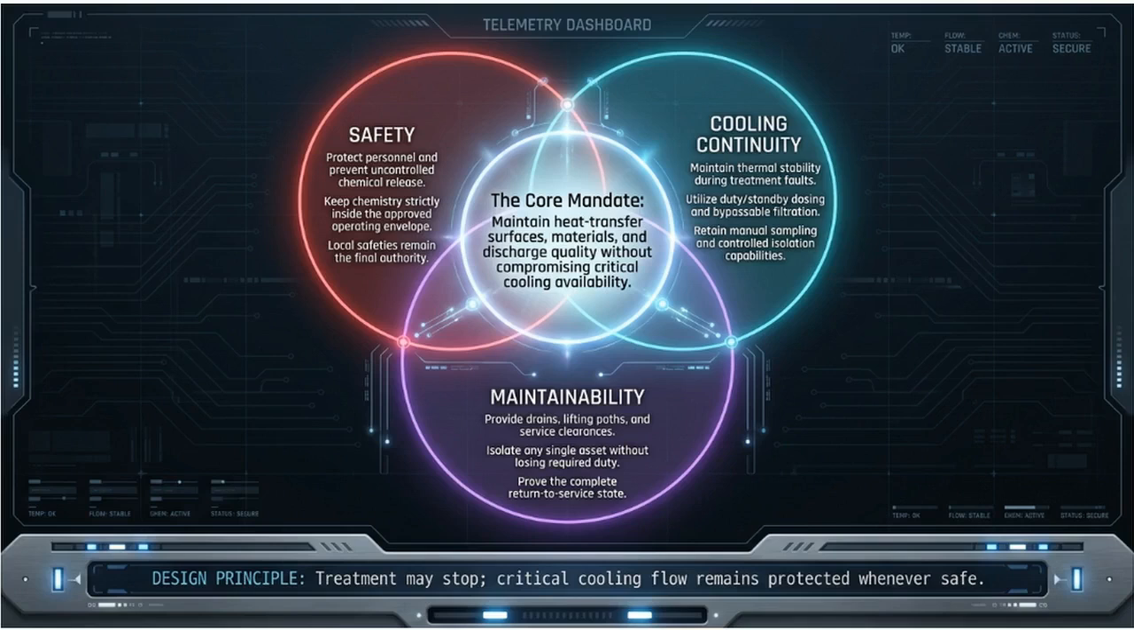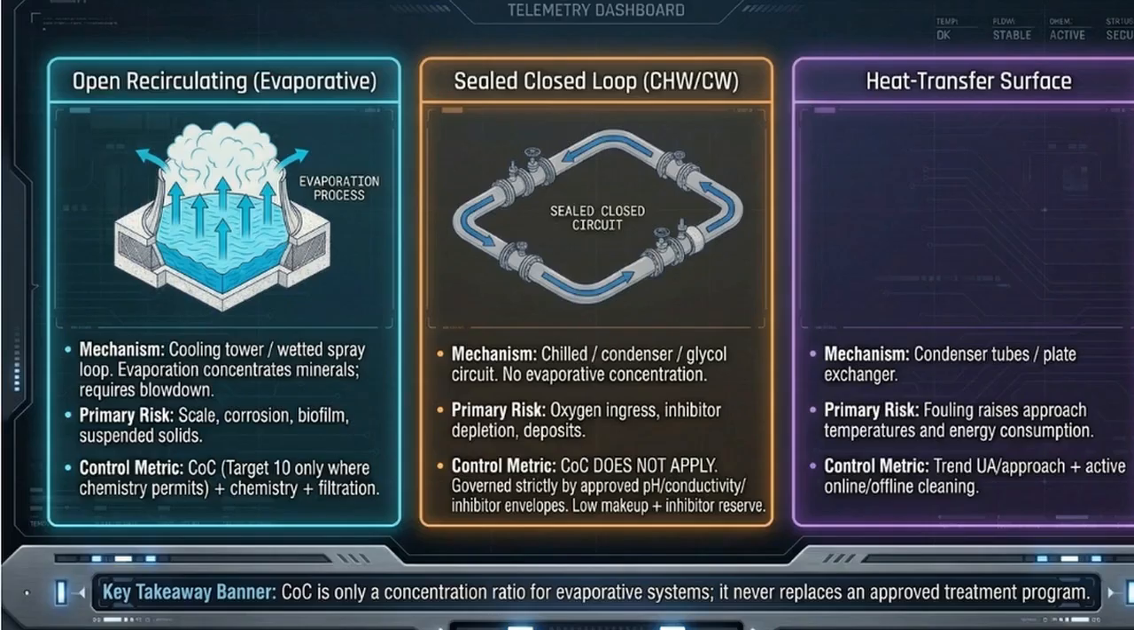This Venn diagram maps the strict operational mandate: maintain clean heat transfer surfaces and discharge quality without compromising server cooling availability. This yields a foundational rule: treatment processes may be halted during a fault, but the critical cooling flow must remain active at all times. The strategy depends on the system type.